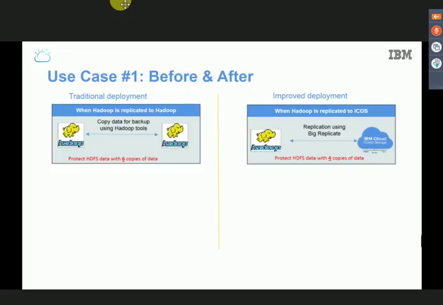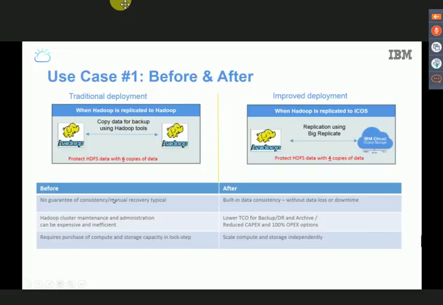So on IBM Cloud Object Storage, remember, it's not Hadoop. It's a simple storage. It can store 1 copy of the data. That means your Hadoop would have 3 copies. Big Replicate from IBM will replicate your Hadoop data to IBM Cloud Object Storage, which will have 1 copy. So 3 plus 1, 4 copies. Now you are able to protect your Hadoop data by just having 4 copies, and you're leveraging cloud. You don't have to have your own data center for the replica copy. So that's one.